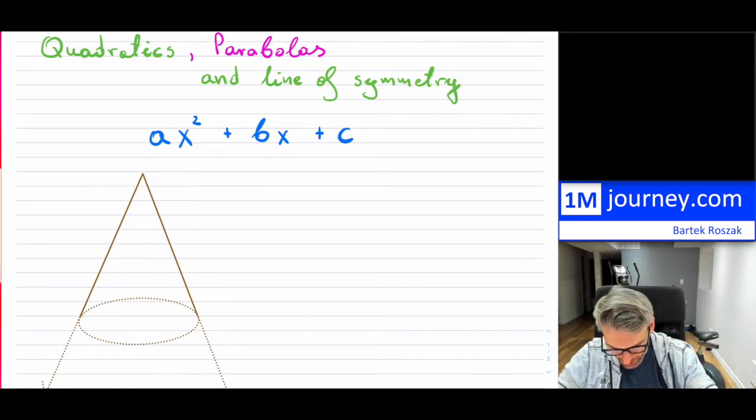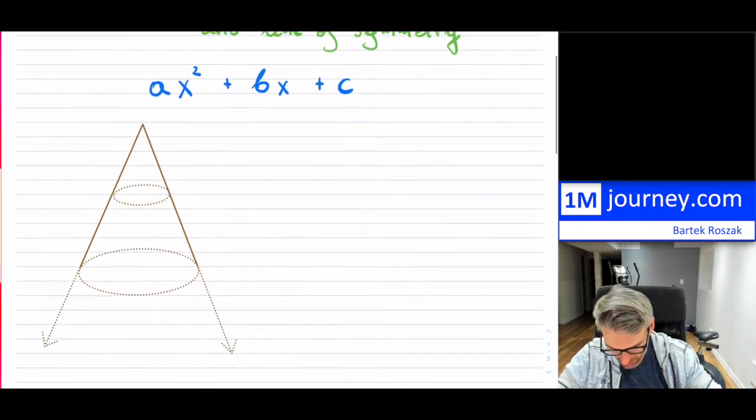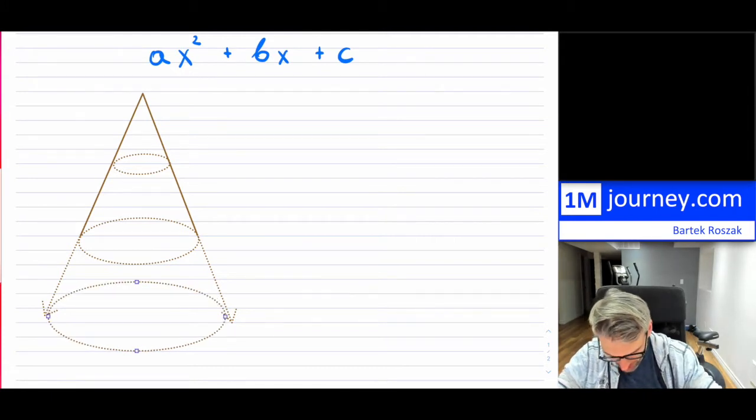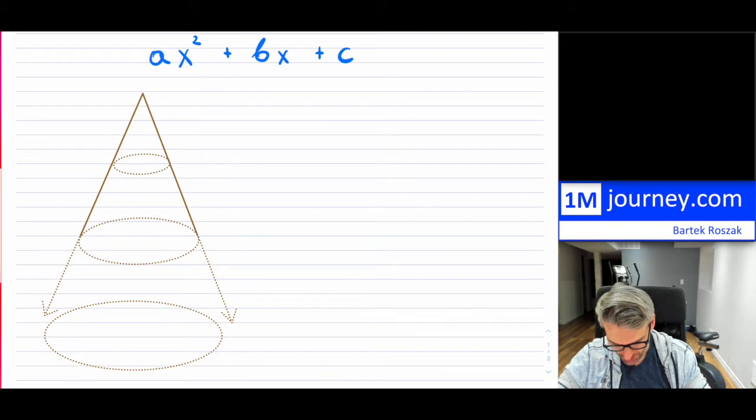Here, notice this cone is an infinite cone. Let's see if I can draw it out. So this nice cone here, and that cone continues on in here, and it goes on in here. So it goes on forever. You have this projection of a cone all the way going down, like so.